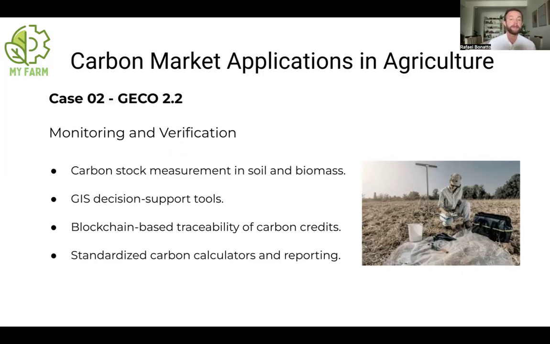As with the first project I mentioned, they use blockchain-based traceability of carbon credits to avoid losing carbon credits and information, and to make sure the carbon credits are kept in a safe place that won't be invaded, so they will not lose them, okay? They also use standardized carbon calculators and reporting, like the greenhouse gas GHG Protocol. They use Verra and different methodologies, which are very standardized to keep integrity at high stakes and high levels, okay?